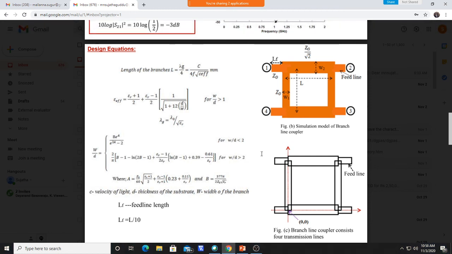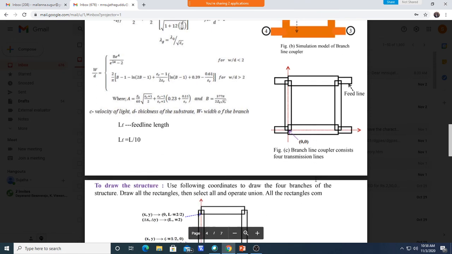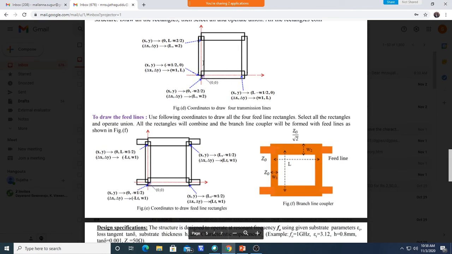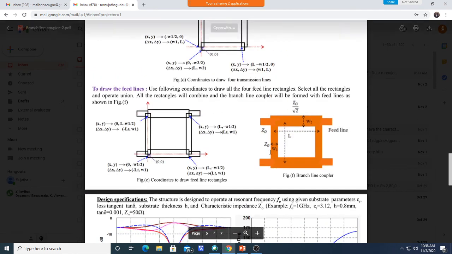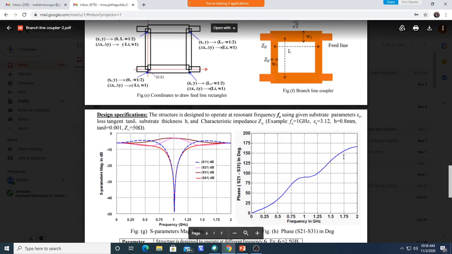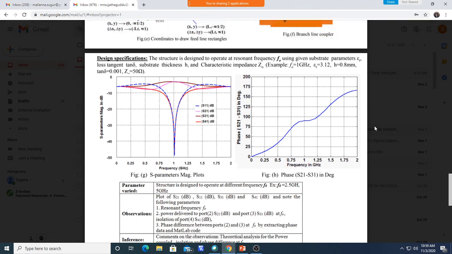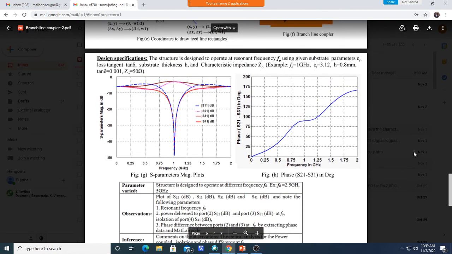So that is the design that should come to the laboratory. I have written here how to draw that. See here, I have given the coordinates. You set the coordinates, and you will get the structure like this. And these are the plots you are supposed to get in the laboratory. That you do in the next class.